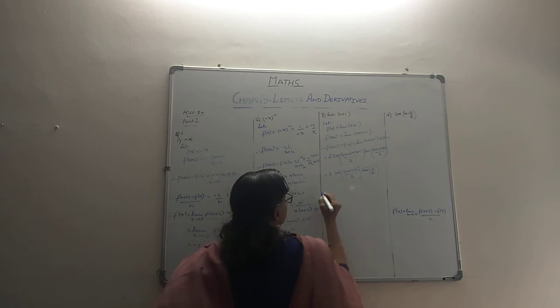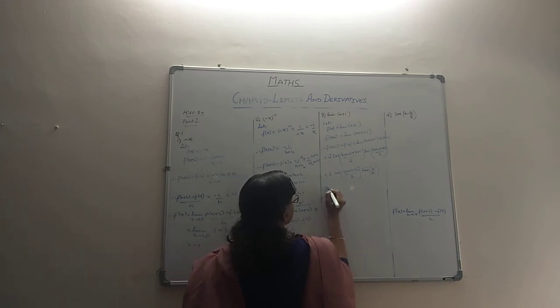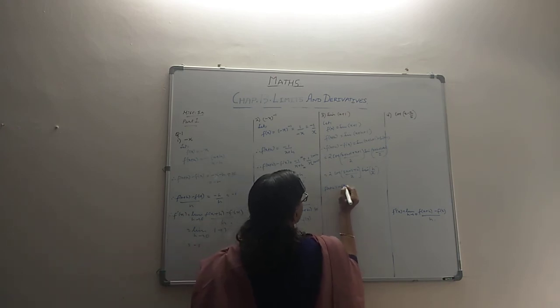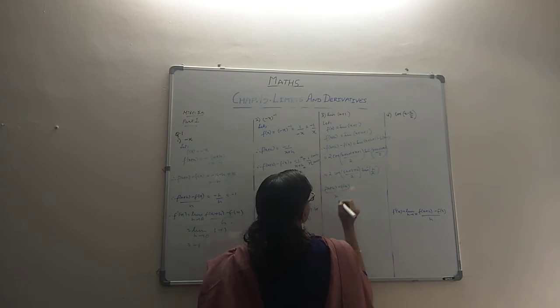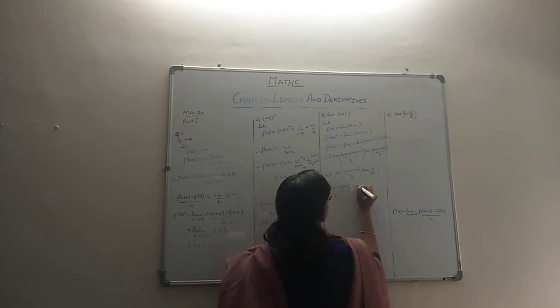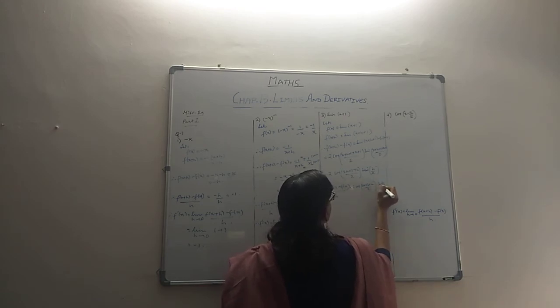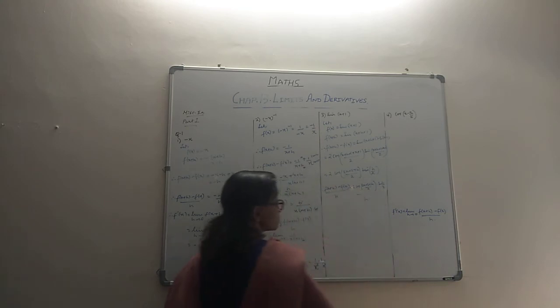Then we will also have this by h thing. So f of x plus h minus f of x by h will be 2 cos 2x plus 2 plus h by 2 into sine h by 2, whole by h. These many things are there. Now let's take the derivative.